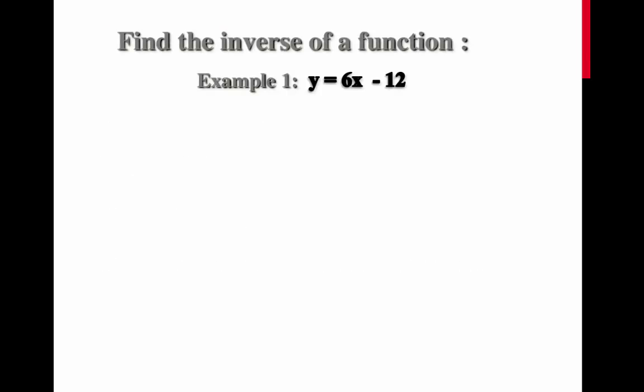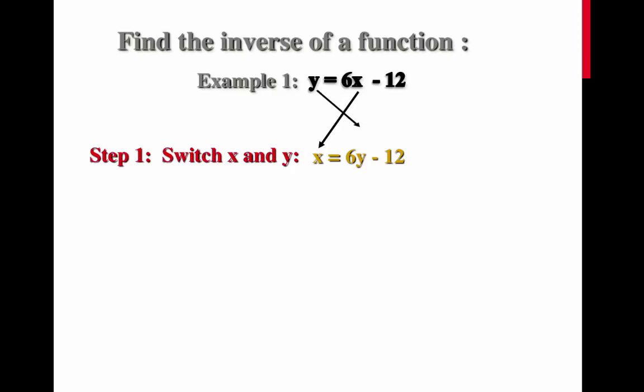Alright, so here's a really basic example. We're going to practice finding inverse functions first, and then we'll go back to testing. So here we have y equals 6x minus 12. If you want to find the inverse of this equation, there's basically two steps. The first one is to switch your x and y before you start anything. So in this case, we'd have x equals 6y minus 12. All I did is switch places. I didn't move anything else but the x and y.